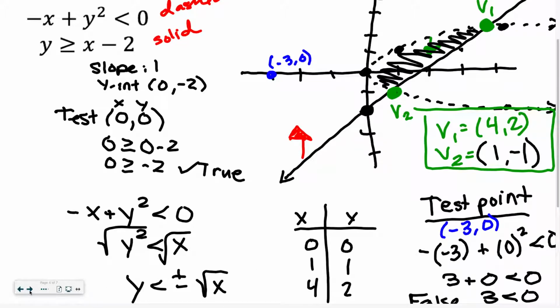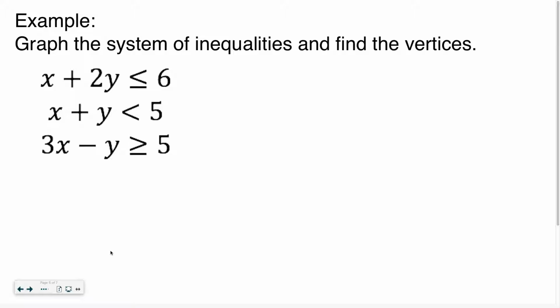All right, let's try our next example. And I'm going to give you some hints on this one to make your graphing life just a little bit easier, in case you didn't know that it could be. I'm graphing lines in standard form. This is a nice one to do. It's going to pay off again next week. We're doing linear programming. So we've got x plus 2y is less than or equal to 6, x plus y is less than 5, 3x minus y is greater than or equal to 5.